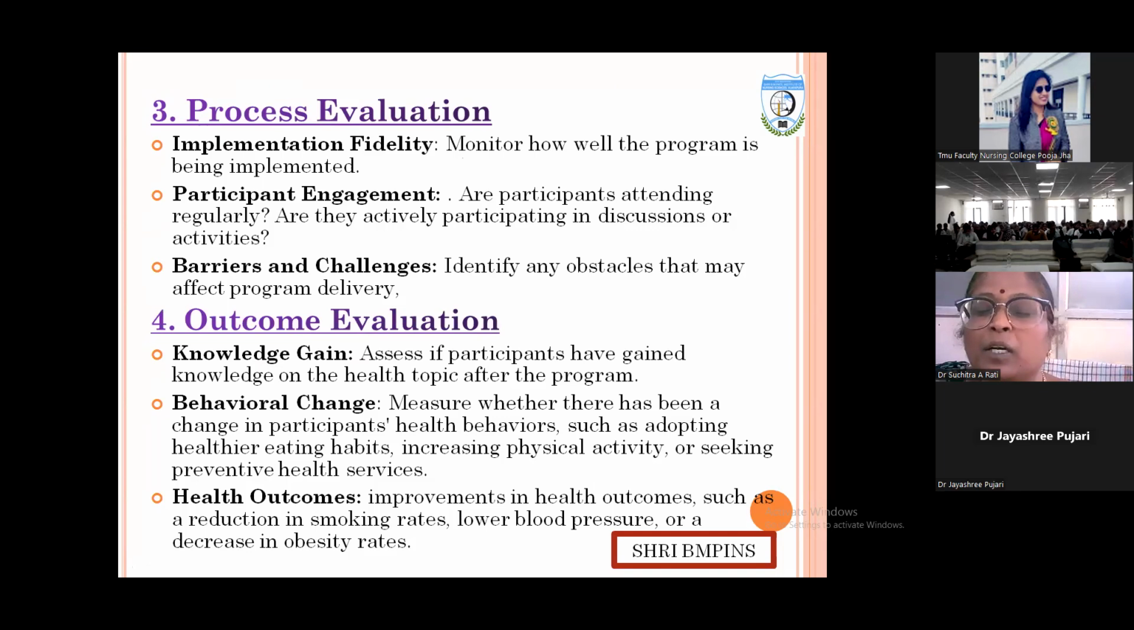And participant engagement, how many people are attending, how many people are leaving. See, they might be coming, in between they will drop. That you have to find out the reason and insist them, motivate them.